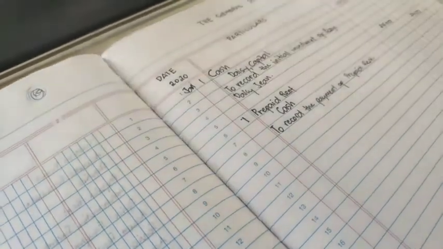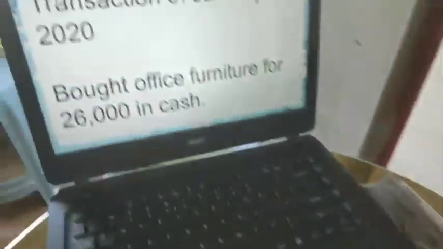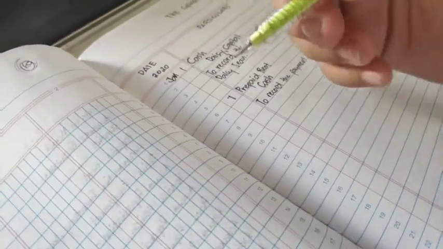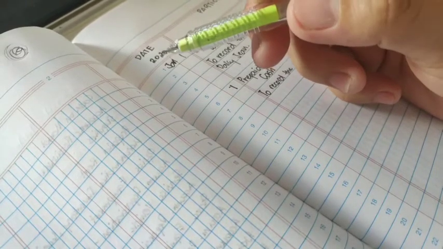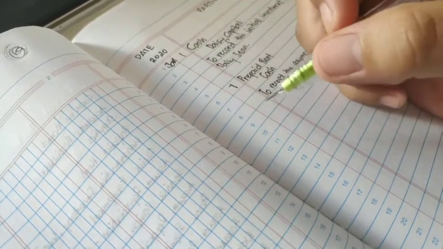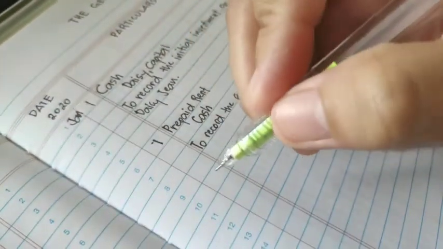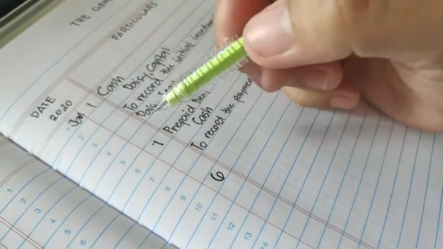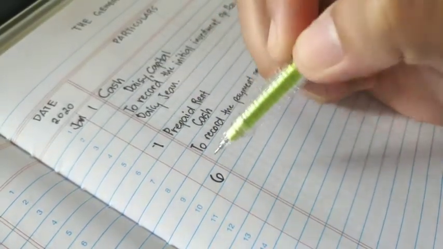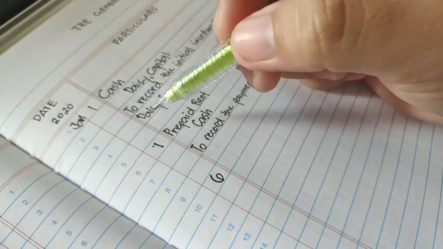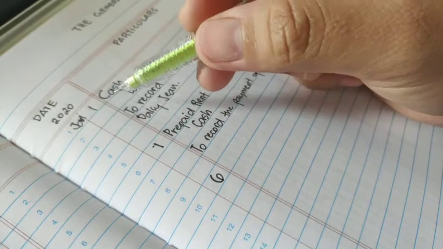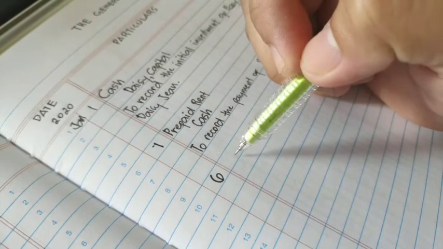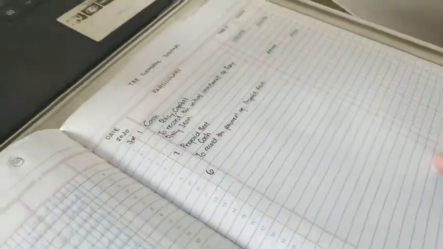For this transaction, the date is January 6, 2020. As we keep saying, the year and the month no longer need to be written again. What you will write is just the day, which is January 6. You will leave a blank space for each transaction so you can understand that this is the transaction for the first January 1, the second January 1, and then January 6. So we go back to your analysis.